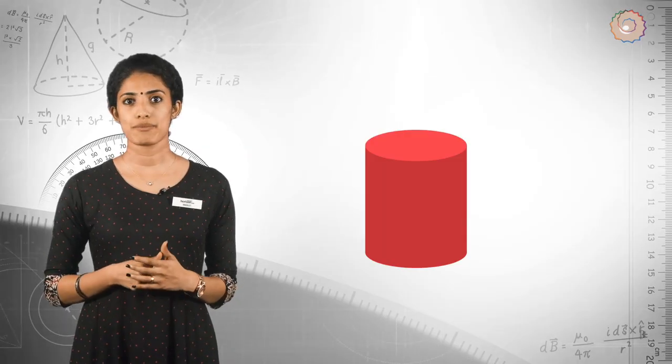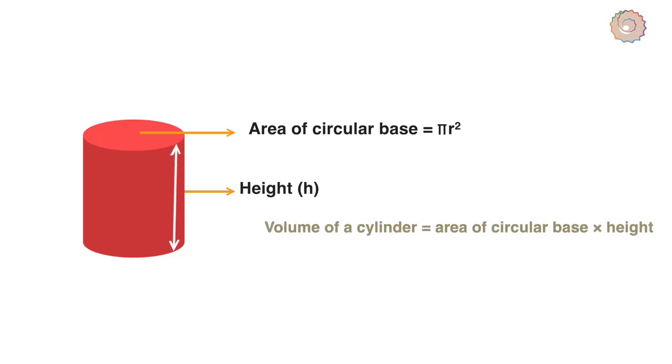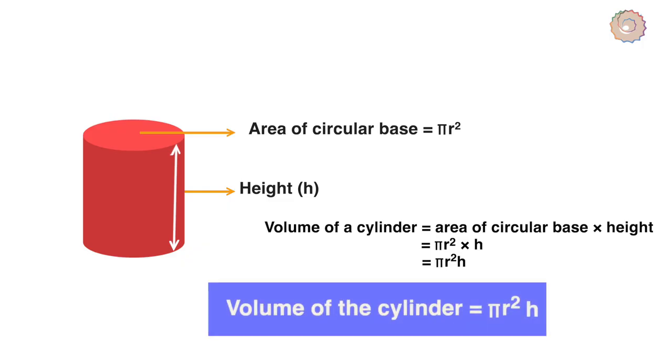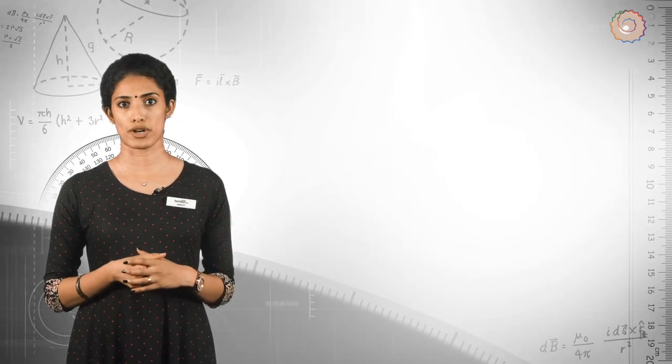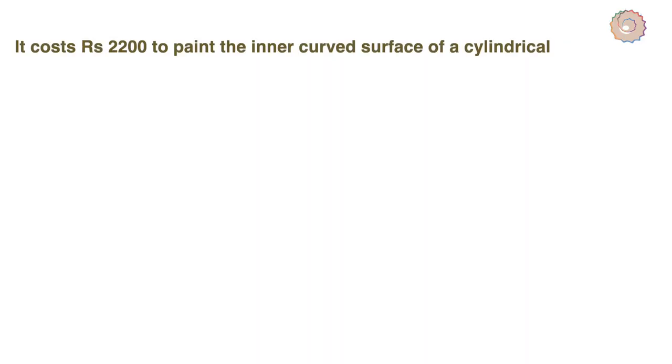So, using the same argument as for a cuboid, we can see that the volume of a cylinder can be obtained by the product of circular base area and height. That is pi r square multiplied by h giving you pi r square h. Therefore, volume of the cylinder is given by pi r square h. Now, let us consider a problem regarding the same.